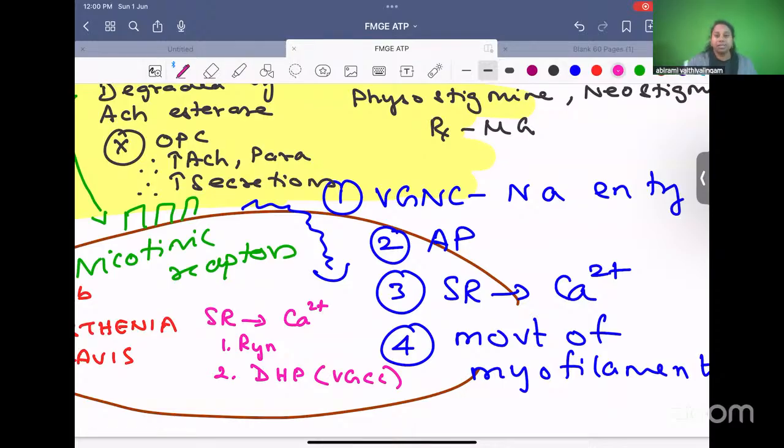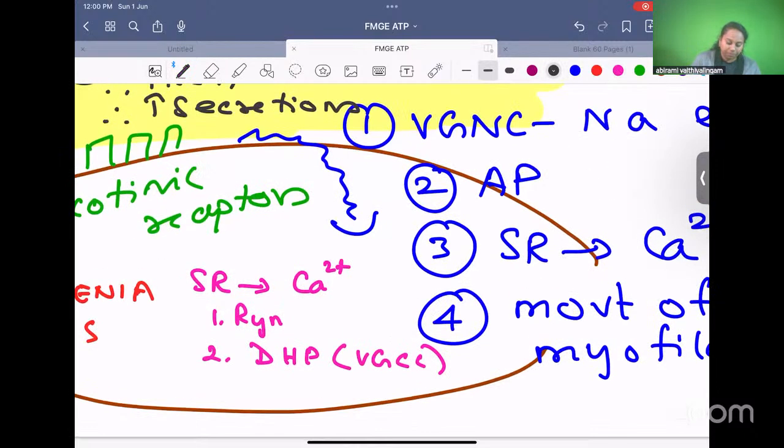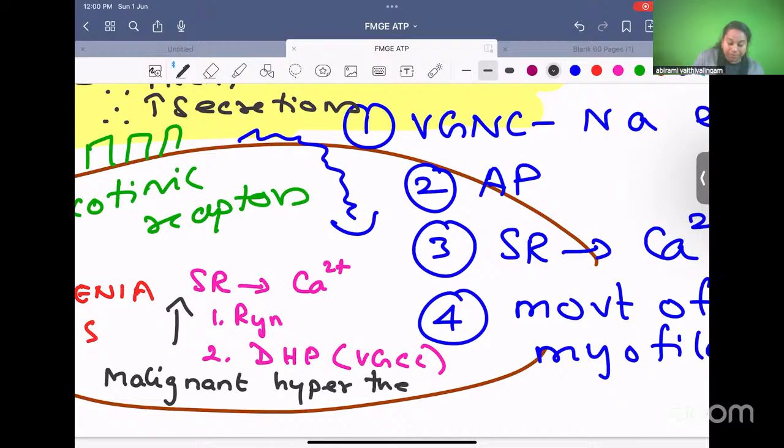There is a disease where the patient has overactivity of ryanodine and dihydropyridine. If they act too much, more calcium is released. More the calcium, more the muscle contraction. More the muscle contraction, more heat is produced. This is called malignant hyperthermia. Malignantly, so much heat is produced.